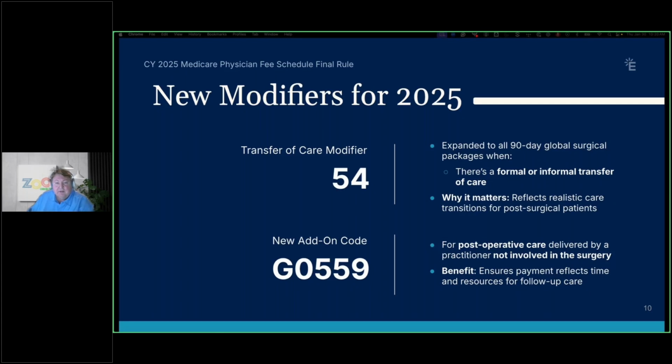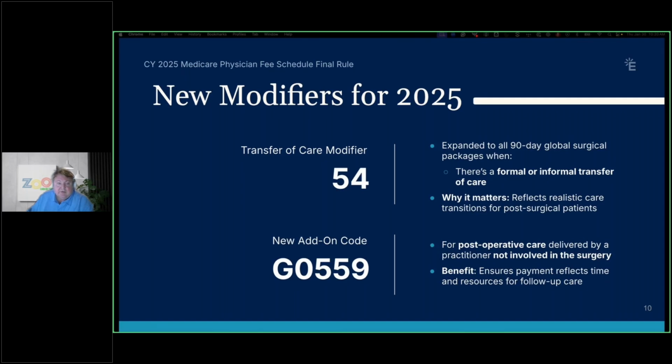Additionally, the new add-on code G0559 compensates providers who are following up care for surgical patients, ensuring their work is properly reimbursed. So, what is the code? It applies to post-op follow-up visits you provide when the surgery was performed by another practitioner outside your group. You're helping the patient's recovery during the standard 90-day global period. There's no formal transfer of care, meaning the original surgeon still holds primary responsibility for the patient's post-op course.